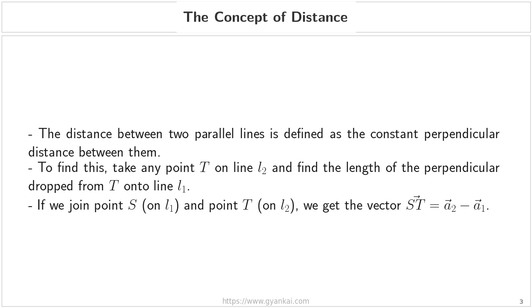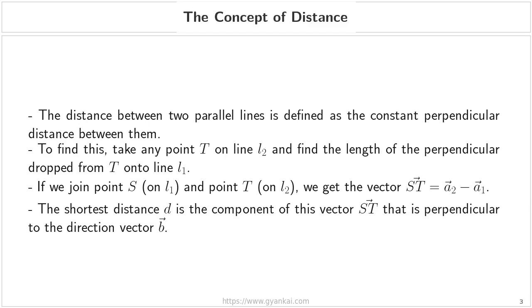To do this mathematically, let's look at the points we identified earlier. If we draw a vector connecting point S on line 1 to point T on line 2, we create the vector ST. In terms of our position vectors, this vector ST is equal to a2 minus a1.